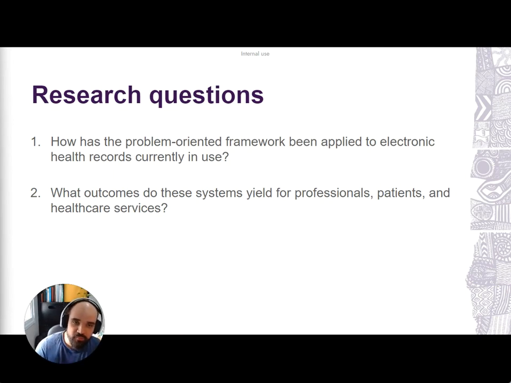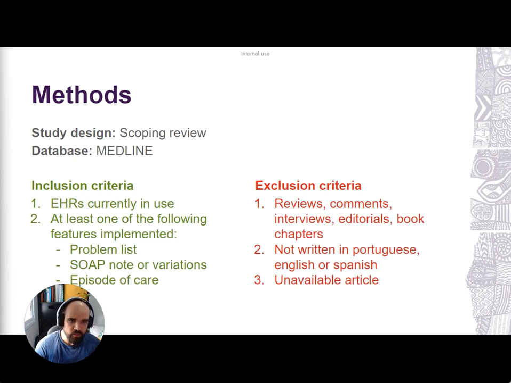So our main motivation involves answering these 2 questions. How has the problem-oriented framework been applied to electronic health records currently in use? And what outcomes do these systems yield for professionals, patients, and healthcare services? To answer those questions, we have designed a scoping review to systematically review the literature.